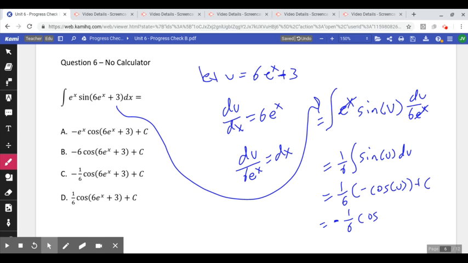And the cosine of u, well, all the answers are in terms of x. So we want to take our expression for u, which is 6e^x + 3, and substitute that back in for u. If we look at our answer choices, we're looking right at C right now, which is the correct answer.